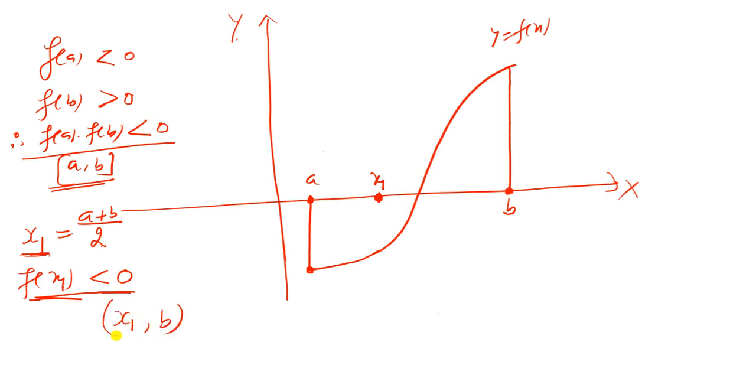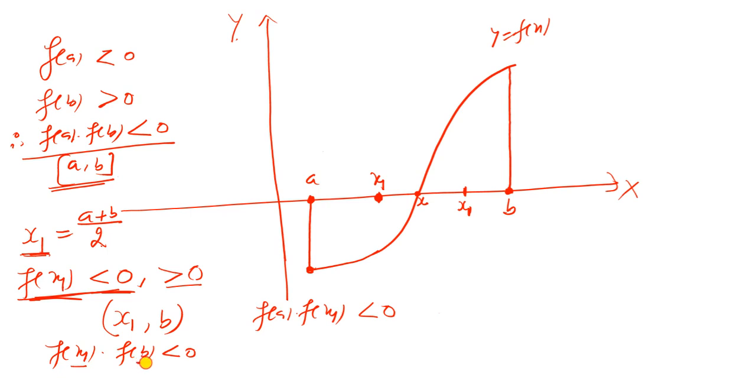Now if the functional value is greater than 0, in that case the root lies on the other side of the bisection point, say at x = x1. Here f(x1) is positive and f(a) is negative. So f(a) times f(x1) is negative, and f(x1) times f(b) is positive. So the root lies between a and x1.